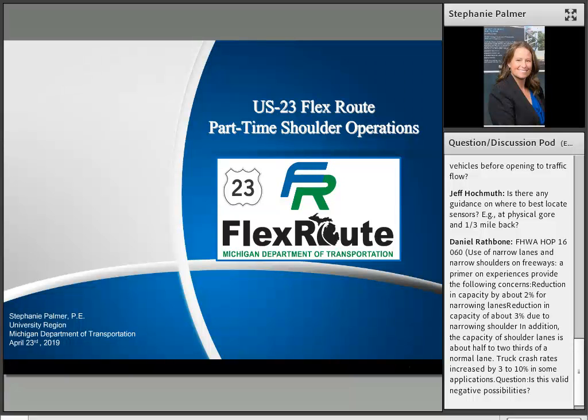Good afternoon. Today I'm going to talk about the US 23 Flex route, which is Michigan's first active traffic management system, which has been operational about a year and a half now. And I'm really going to try to focus on when we open it, how we open it, and the different reasons that we open it.